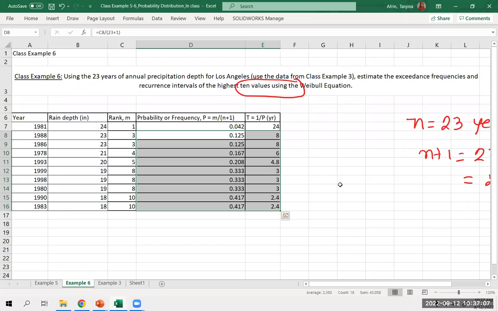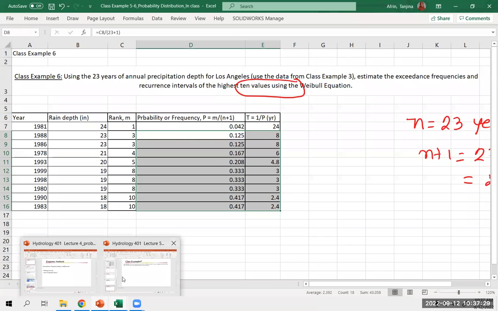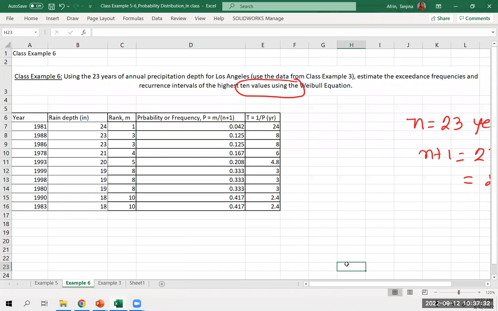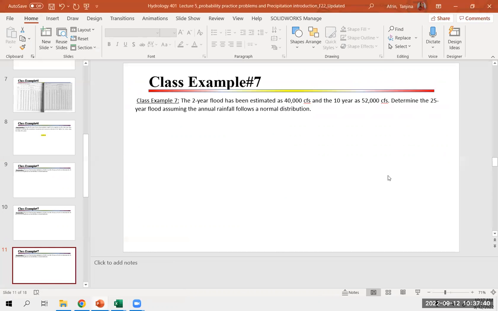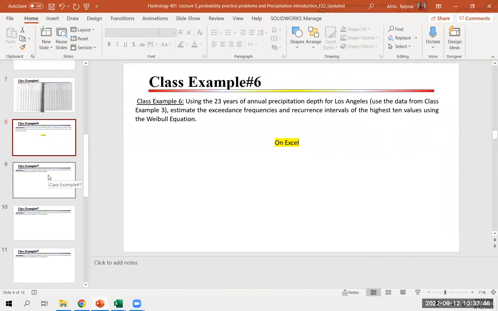So all of you got class example 6 properly? Everyone? That one was easier, right, compared to class example 5. And that would be easier compared to class example 7 as well, because again for 7 we need to use some table. Okay, great. So for class example 7, we don't need the Excel. We can do that on paper copy. So let's go back to class example 7 here. So that was class example 6. We did that on Excel.